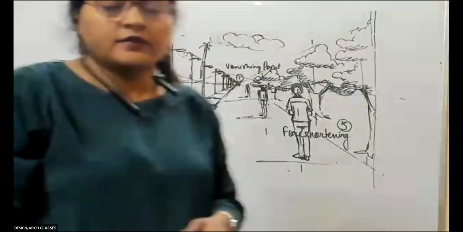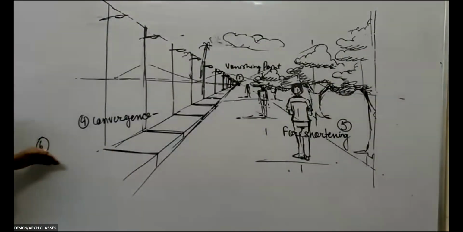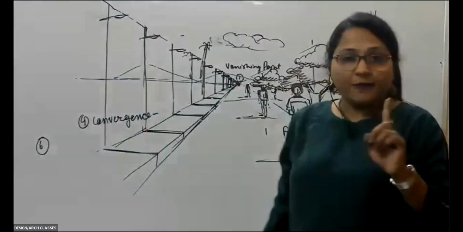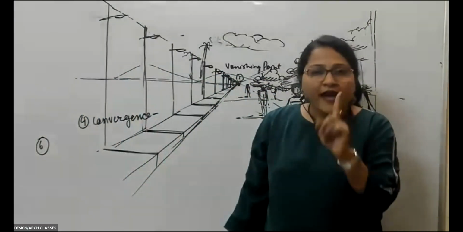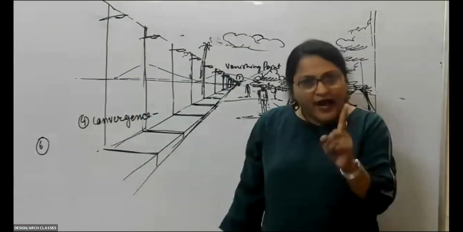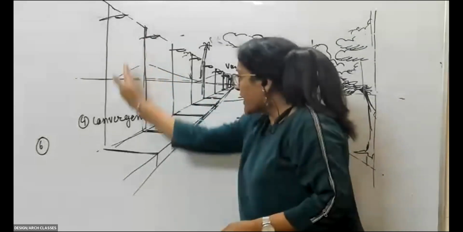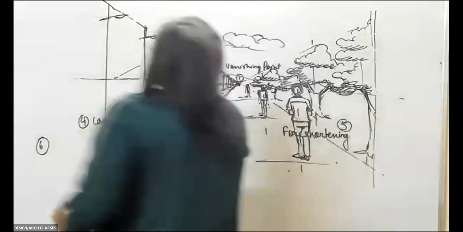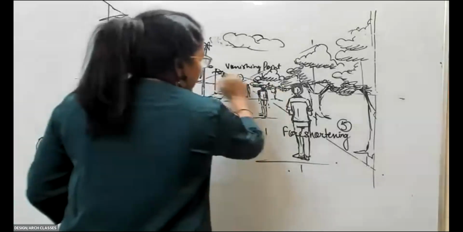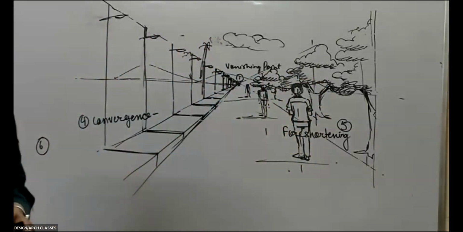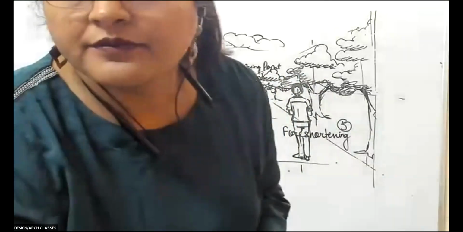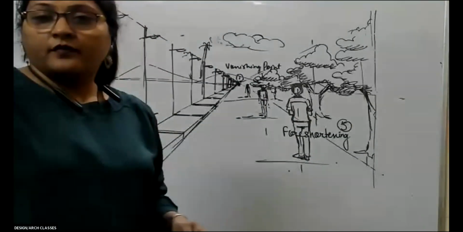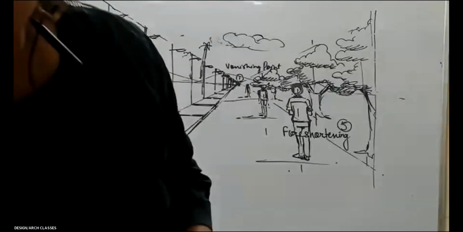समझ आया? क्लास समझ आया आपको, है ना? इन वन पॉइंट पर्सपेक्टिव, वन पॉइंट पर्सपेक्टिव का मतलब वन वैनिशिंग पॉइंट. So one vanishing point, generally all vertical lines and all horizontal lines are parallel to each other. Right?